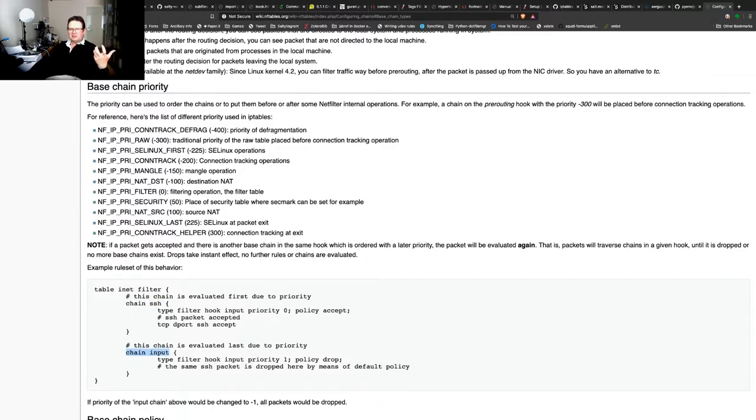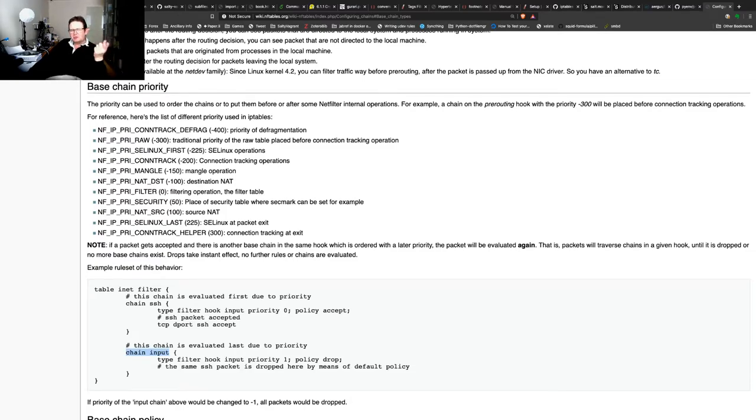So the question then is, how do I make sure, for example, that the rules in the input chain are always run after the rules in the SSH chain? And that's where priority comes in. Priority allows you to force the order in which chains are applied for the same hook. This is a good example.